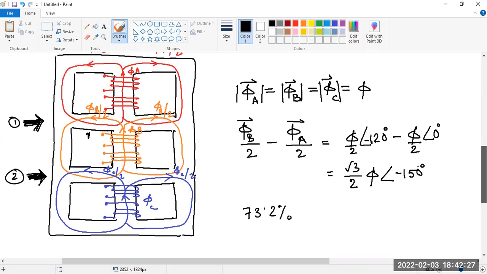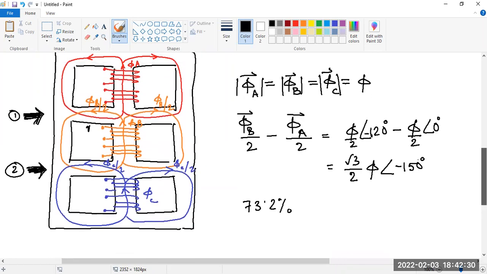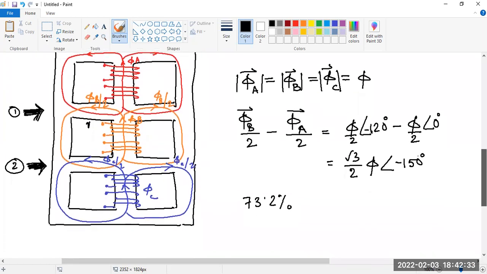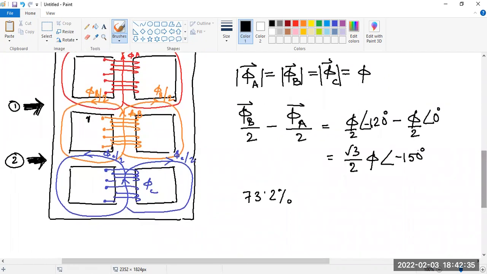So this problem can be sorted out very easily. How? If we change the polarity of the middle limb, that means the phase B. So if we change the phase B polarity, what will happen? The flux will now flow downwards, and here instead of this it will flow like this. Am I right?